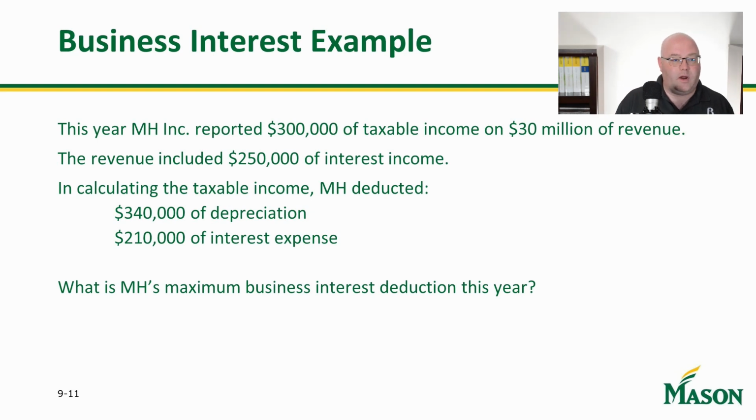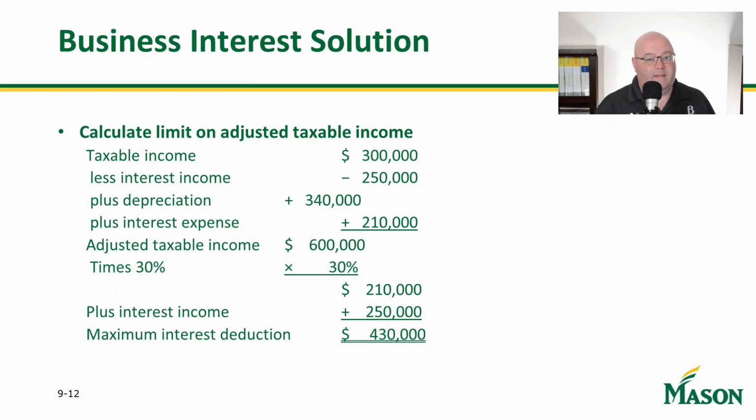MH Incorporated reported $300,000 taxable income on $30 million of revenue, had $250,000 of interest. What's the limitation in calculating the taxable income? They deducted $340,000 of depreciation and $210,000 of business interest expense. What's the maximum BIE this year? And that's how they're going to be calculating it out. And I'll let you kind of run through that. I don't want to spend precious video time going through this, step by step by step.